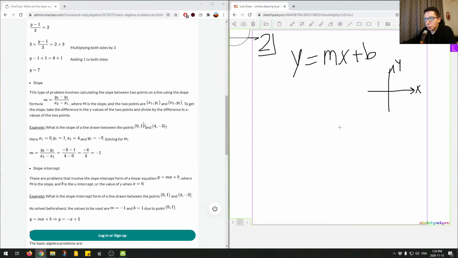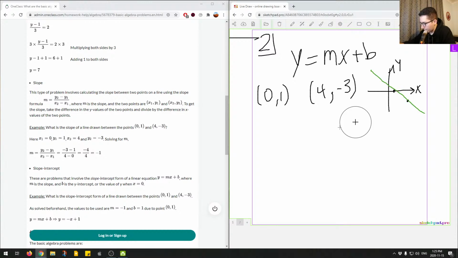So here we're given 2 points, (0, 1) and (4, negative 3). So I'll write these over here, (0, 1) and (4, negative 3). So this will be about, 0 on the x, 1, so it will be somewhere over here. And then (4, negative 3), we have somewhere over here. So it will be something like that, and we're trying to find the equation for this line that passes through these 2 points.